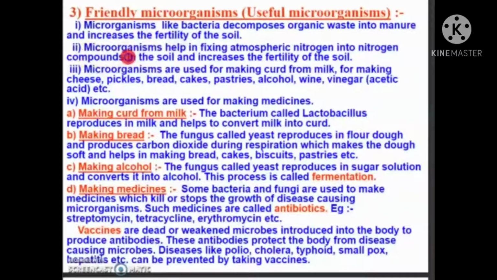Now next, microorganisms help in fixing atmospheric nitrogen into nitrogen compounds in the soil, and this increases the fertility of the soil. We already know there are a few plants which are not able to take up atmospheric nitrogen. So what they do, they have these root nodules. There are pulses, the leguminous plants. They have root nodules, and inside these root nodules these bacteria live.